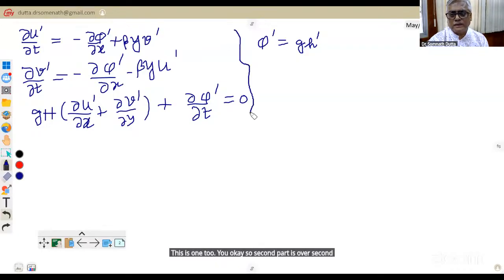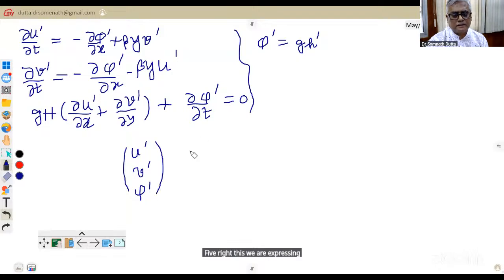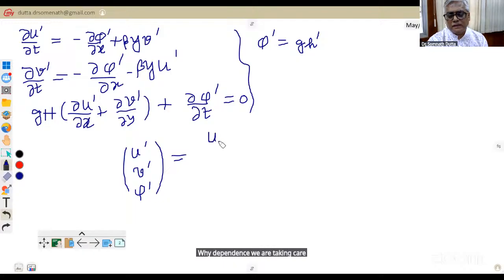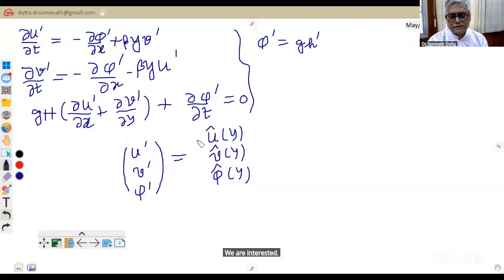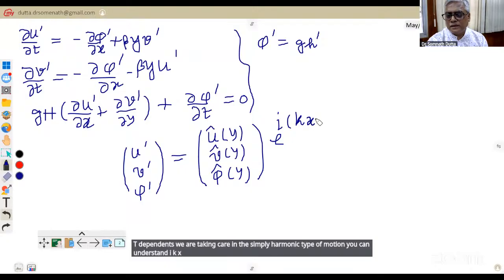The next step is that all these perturbation quantities, that is u prime, v prime, w prime, phi prime, we are expressing like this, because perturbations are functions of x, y, and t. The y dependence we are taking care of in their amplitude, and the x and t dependence we are taking care of in a simple harmonic type of motion, e to the power i(kx minus nu t).